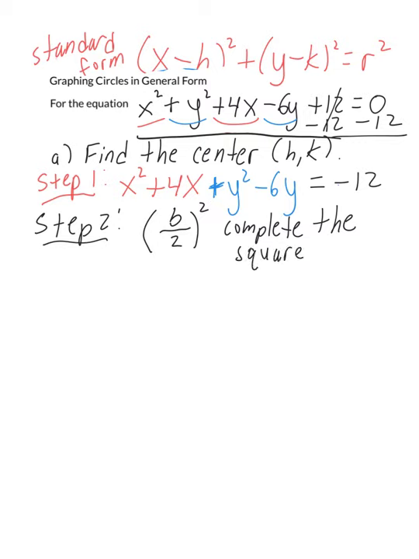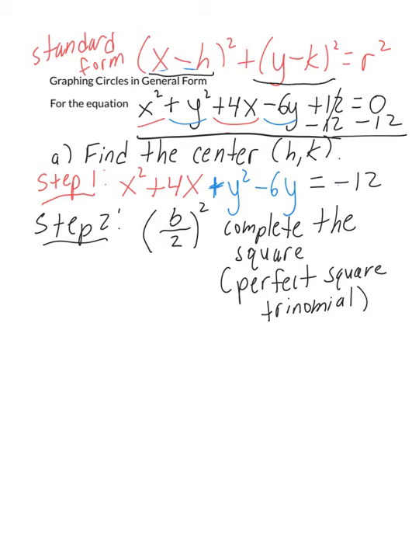When I say complete the square, what I mean is you're creating what's called a perfect square trinomial. So every time we complete the square, we are creating a perfect square trinomial. Why do we care about a perfect square trinomial? Well, it's going to factor in a very, very special way. Those perfect square trinomials are going to factor in a way that's going to get our equation into standard form, as I have on the top of the slide.